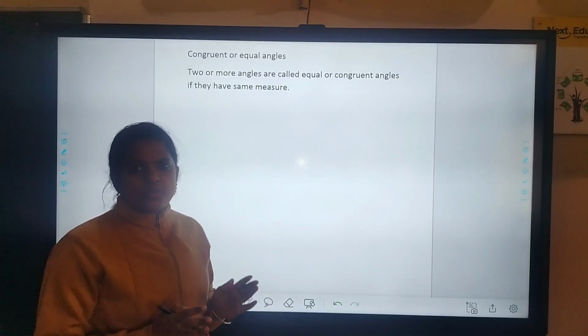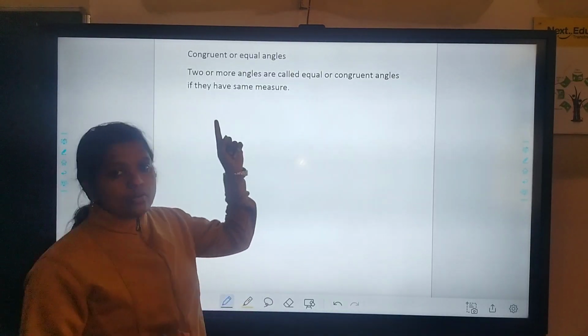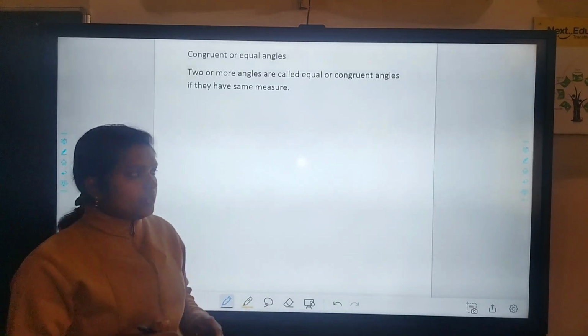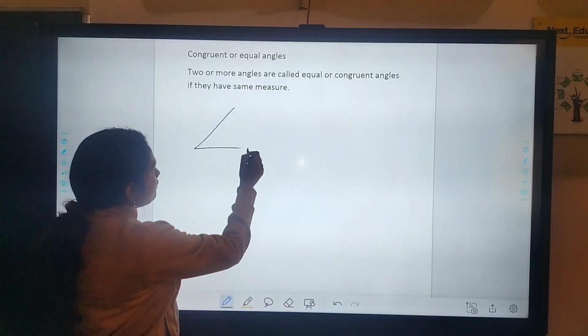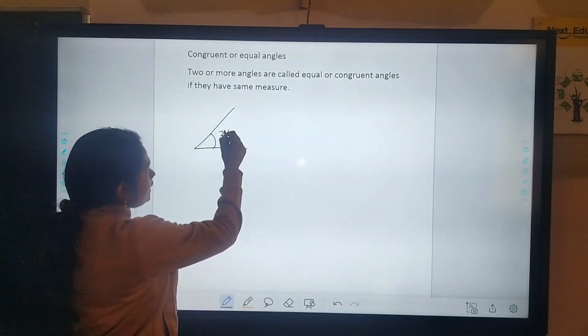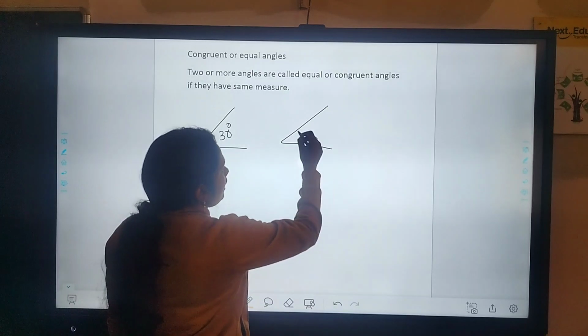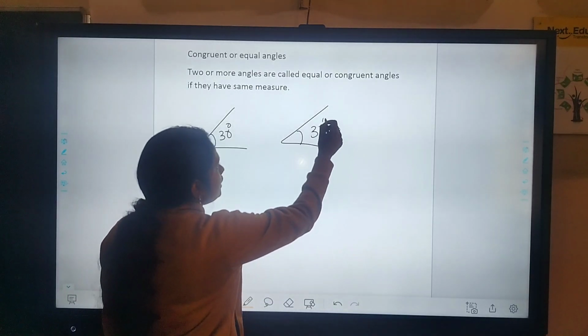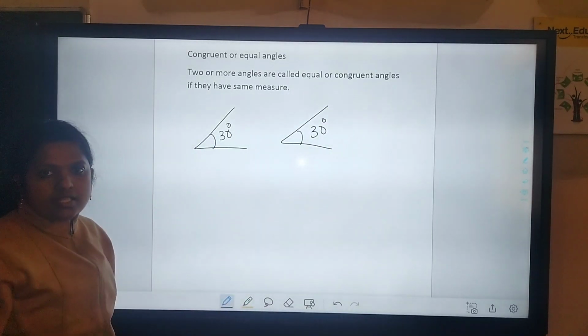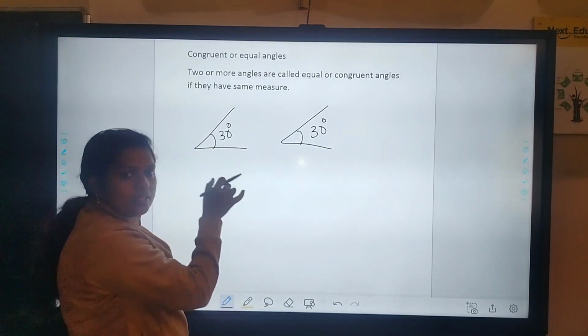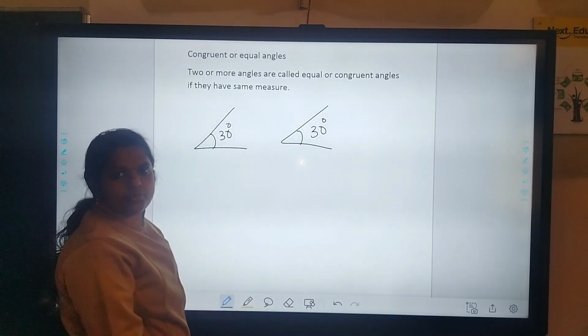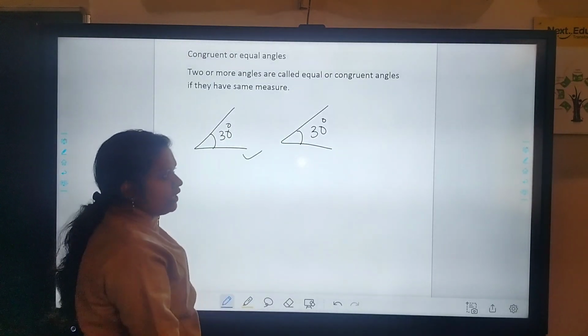Okay. In this class, we are going to discuss congruent angles, or equal angles. This is the first angle, that is 30 degrees, and this is the second angle, and that is also 30 degrees. Both measures are the same. Both are angles and both angles have the same measure. We call these equal angles.